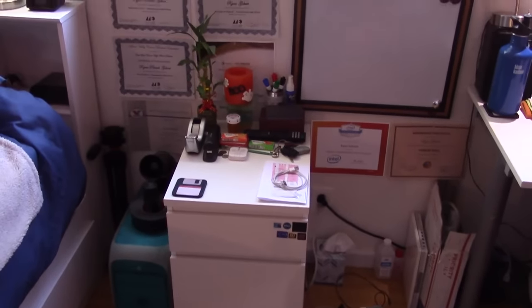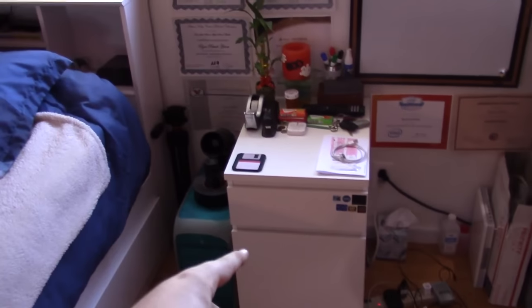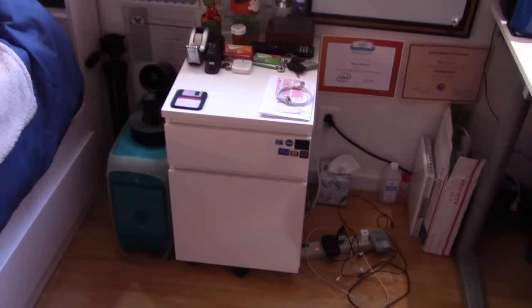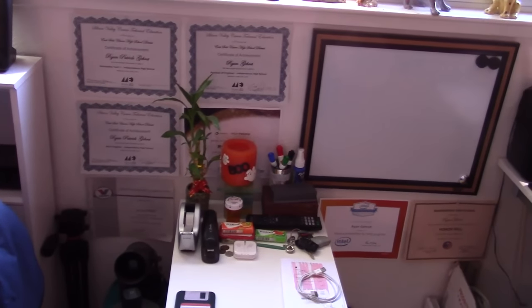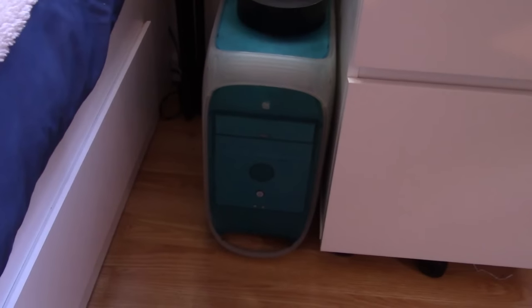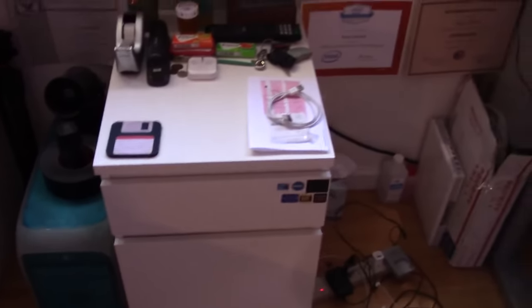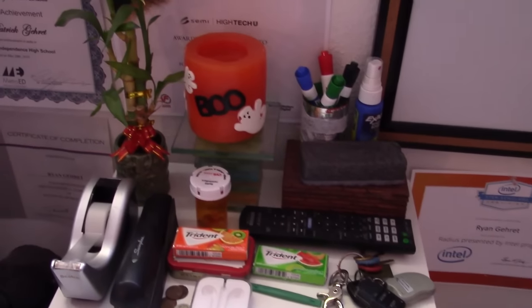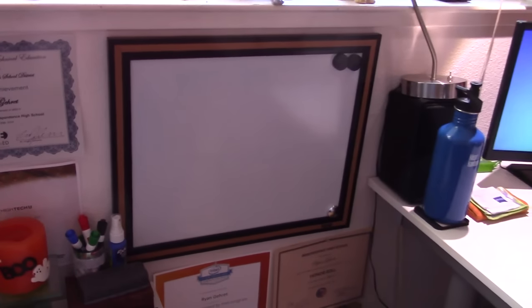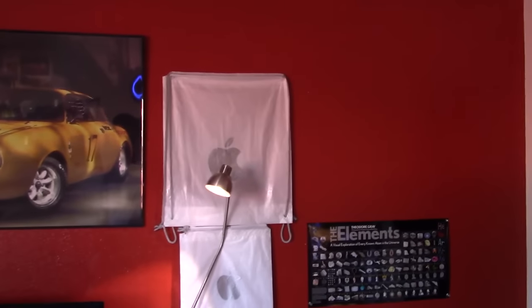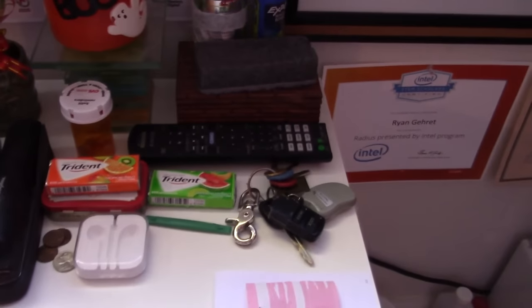Over here, we have just a little nightstand thing. It's from IKEA. There we have all my awards on the wall, mainly from school, actually. Over here, we have a PowerMac G3 blue and white. Don't really have anywhere to put it, so that's where it ended up. Over here, just a bunch of nightstandy stuff. I've got some markers for the whiteboard that I mentioned earlier. I also moved that, you know, from over there to over here. And, yeah, there's the remote for my receiver, car keys.